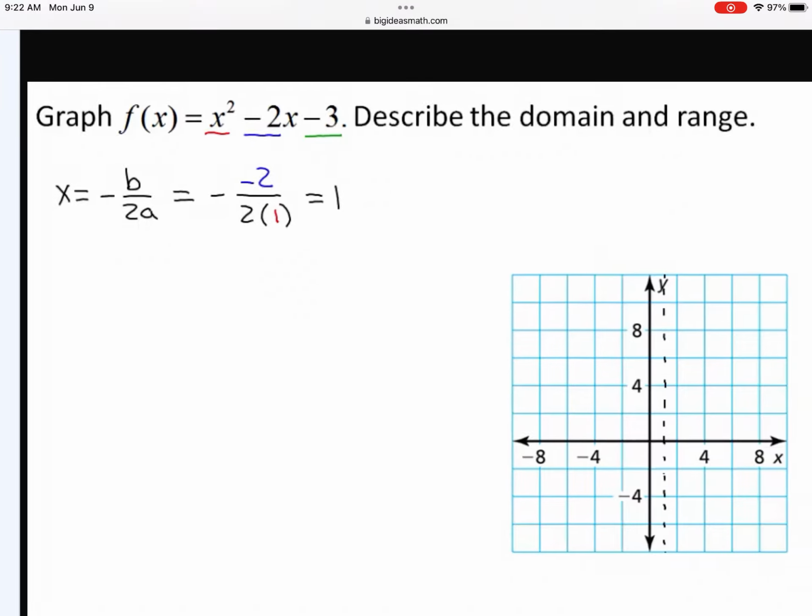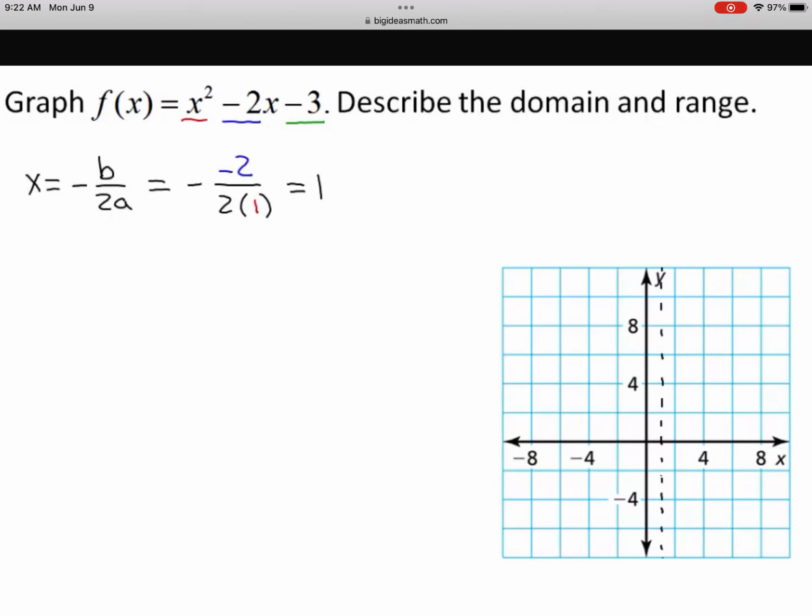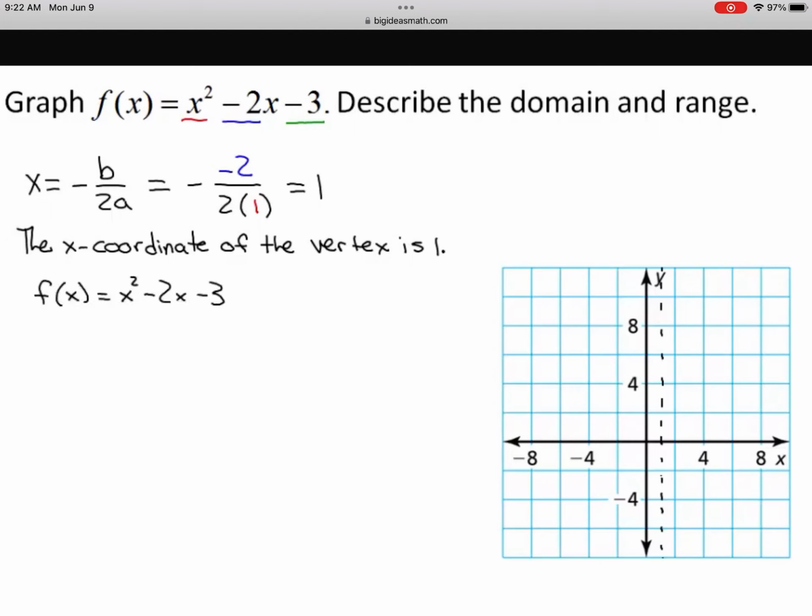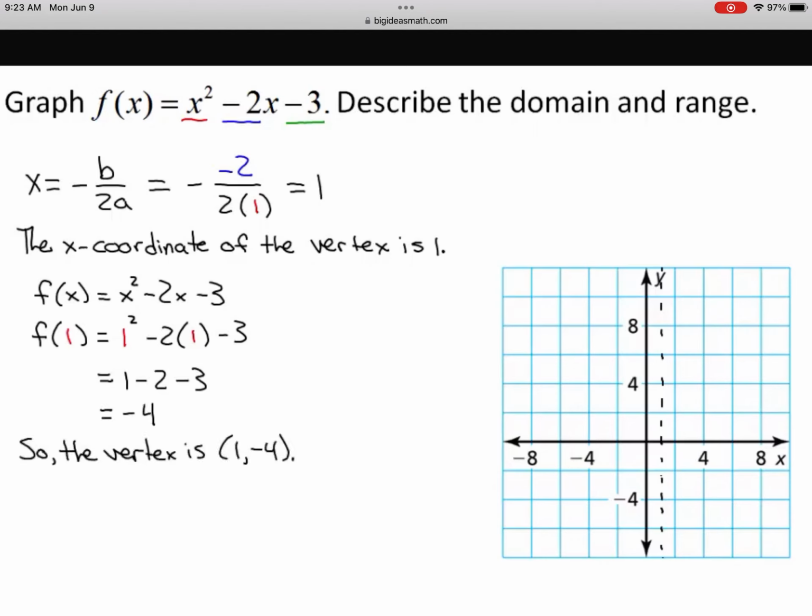Graph the axis of symmetry. Because the axis of symmetry is x equals 1, the x-coordinate of the vertex is 1. Use the function to find the y-coordinate of the vertex. First write the function. F of x equals x squared minus 2x minus 3. Evaluate the function f when x equals 1 to find the y-coordinate of the vertex. F of 1 equals 1 squared minus 2 times 1 minus 3, which simplifies to 1 minus 2 minus 3, or negative 4. So the vertex is 1, negative 4.